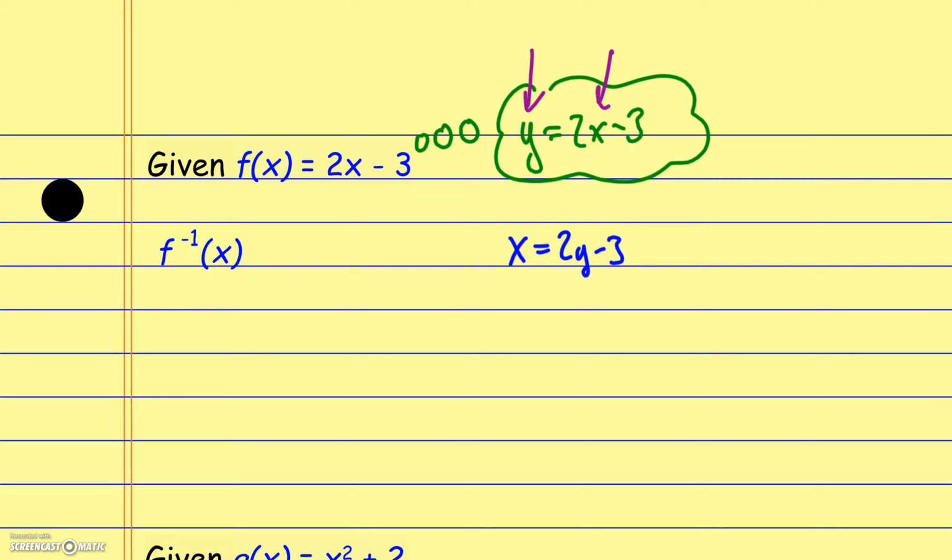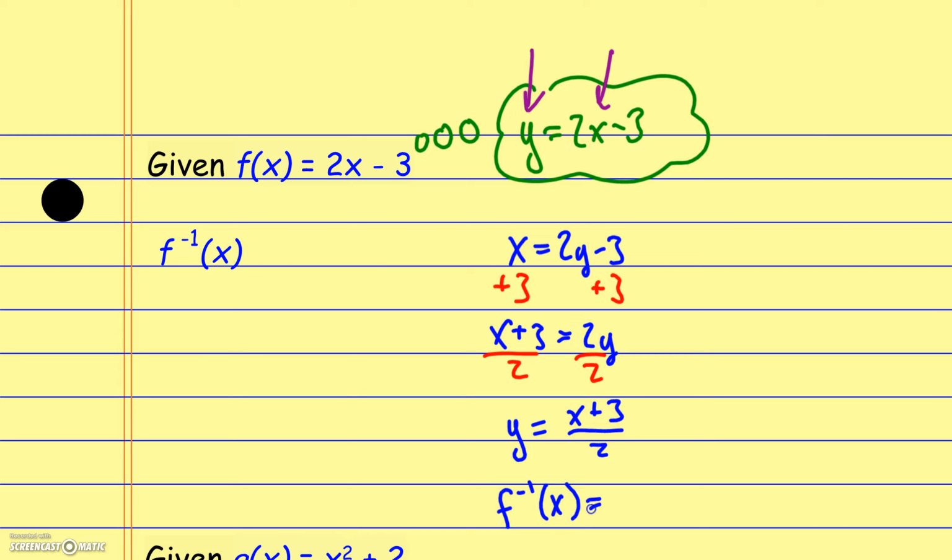We always write equations in terms of y typically. So I'm going to rearrange this. I'm going to solve for y. So I'm going to add the 3 to each side. So I'm going to get x plus 3 equals 2y. Then I'm going to divide by the 2. So I'm going to get y equals x plus 3 over 2. And that would be an acceptable answer. f to the negative 1 of x equals x plus 3 over 2.